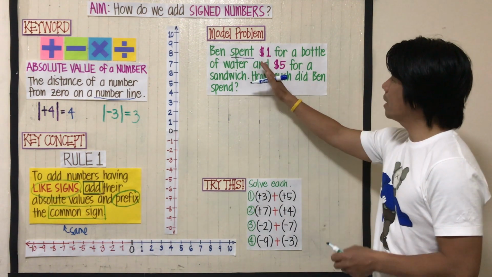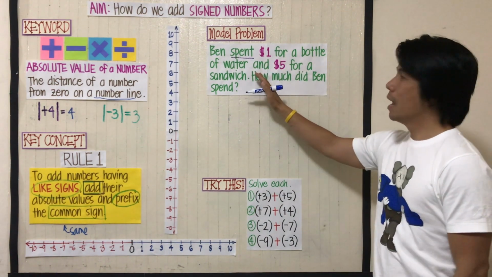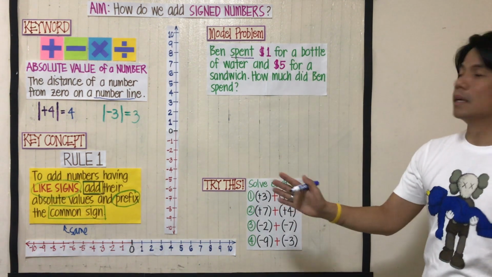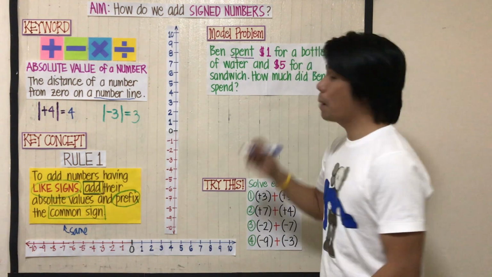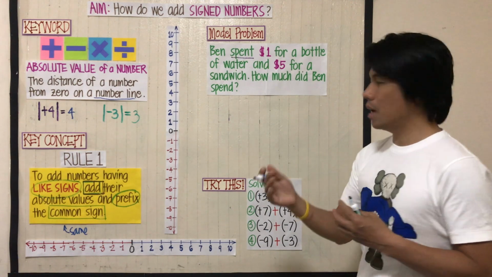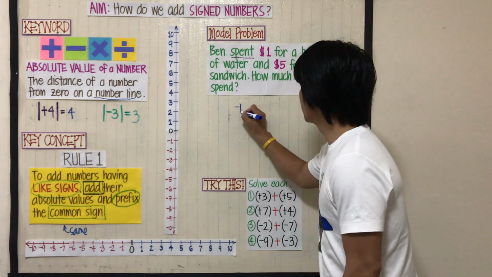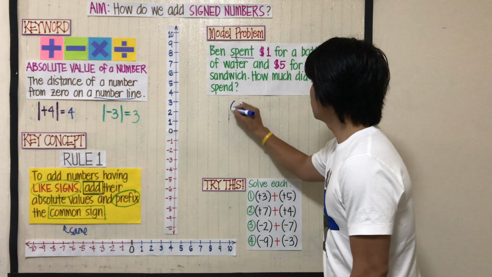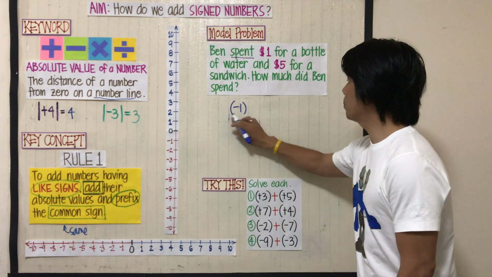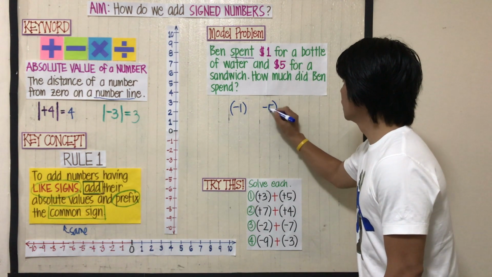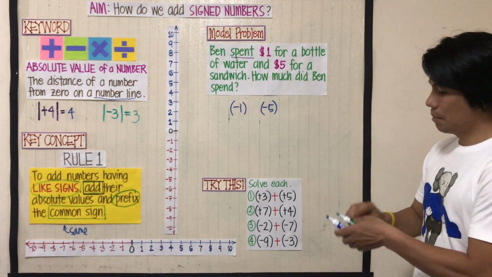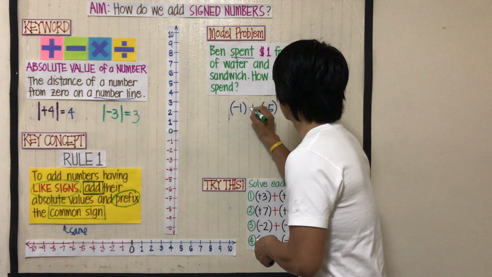It says Ben spent $1 for a bottle of water and $5 for his sandwich. How much did Ben spend? Now, so he spent, meaning the money is going down. So that's -1, okay, inside parentheses. And then another money spent, which is $5. Now we're looking for the total amount that Ben spent, meaning we're adding this up.